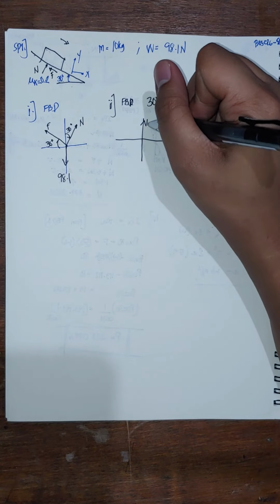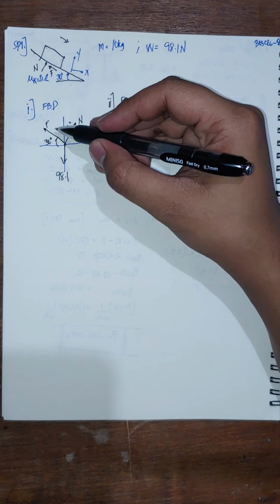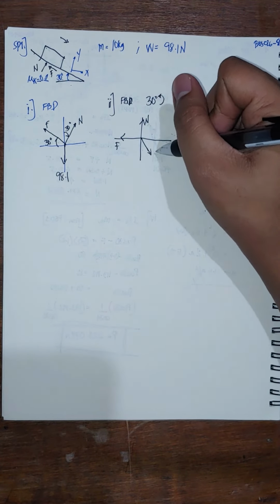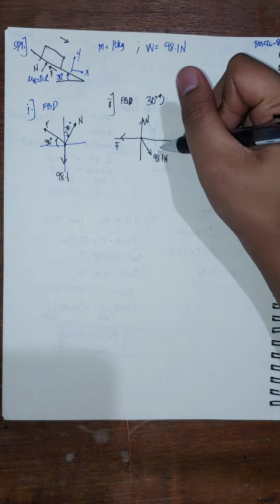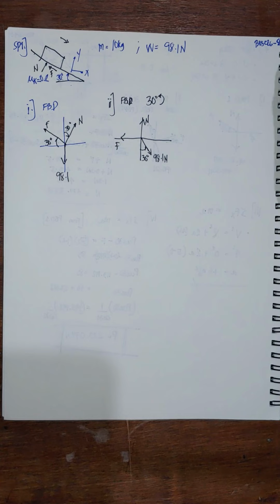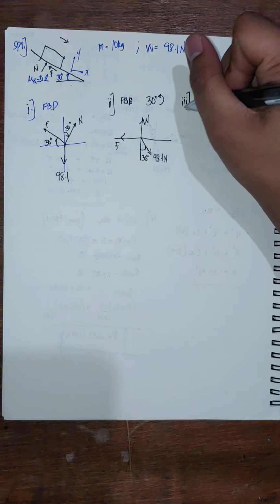So our new FBD: this is the normal force, this is the friction. We rotated it here. And then our weight moved like this, 98.1 newtons, 30 degrees from the vertical. So we can start now getting the equations.